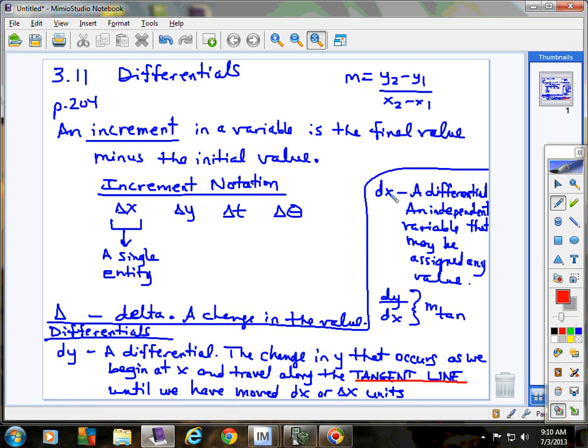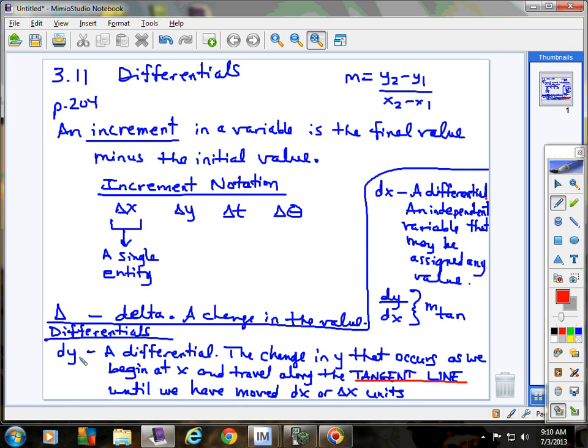dx just by itself, not dy over dx, just dx, is a differential. It's an independent variable that may be assigned any value. So if I want to travel 1.7 units along the x-axis, then I could say that dx is 1.7. That would be the value I assign to dx. It's a number. Now together we already know that dy over dx means a derivative. It means the slope of the tangent line.